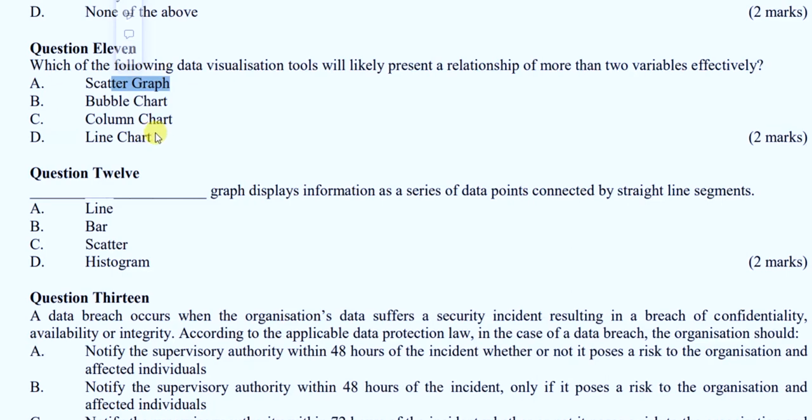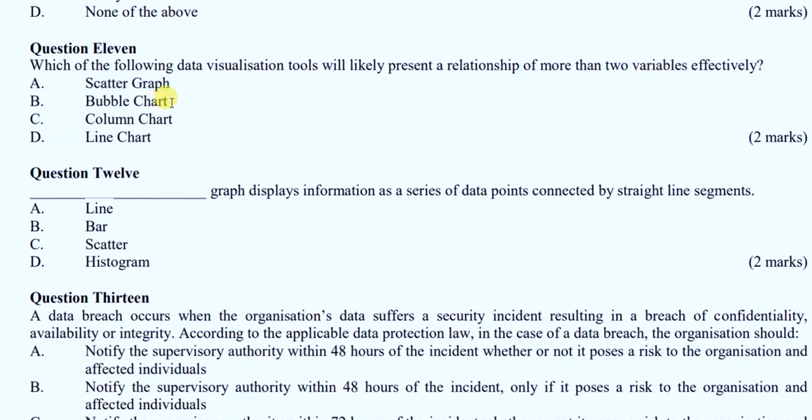Let us examine each tool here, starting with the scatter graph, or sometimes referred to as a scatter plot. A scatter graph is a type of chart that is used to display data with two variables. The question says more than two variables. So we knock out scatter graph because this one only represents two. It consists of a set of data points plotted on a two-dimensional chart, with each data point represented as a dot. So this one is not an effective visualization tool for representing more than two variables.